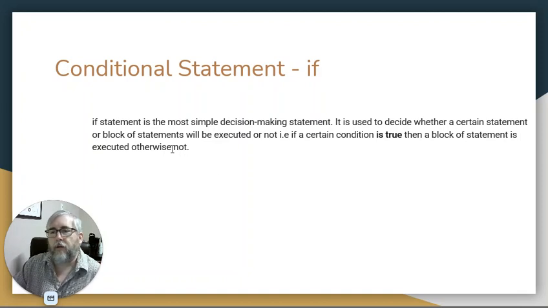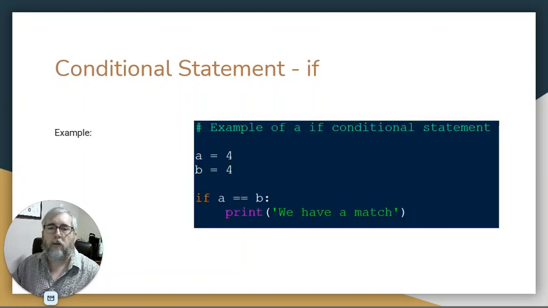The if statement is the most simple decision making statement. If a certain condition is true, a block of statements is executed. Otherwise, nothing happens. So what does that look like? As an example of the conditional if statement, I have here two variables with two distinct values. These are 4 and 4, and then my if conditional statement says if the variable A is equal to variable B, then do this. So we're checking if it is a true statement.